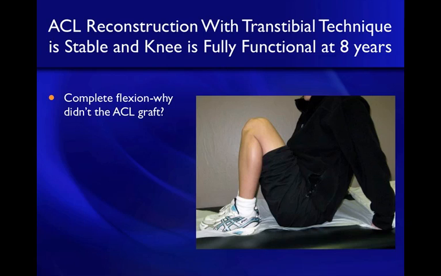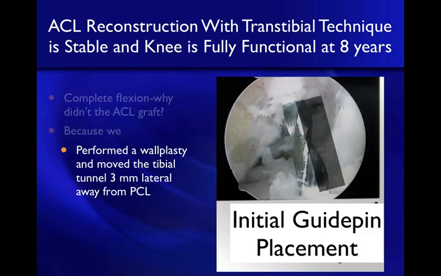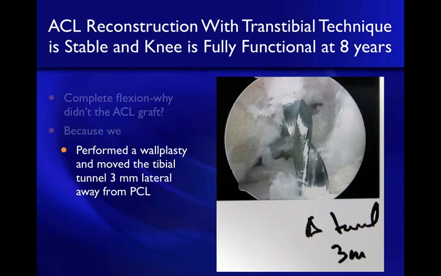This patient had full flexion, which generally with a vertical tunnel, you would expect with full flexion that the ACL graft would have had to stretch on the PCL to obtain the flexion back, and this would have caused stretching of the graft, some laxity, and a pivot shift. But because we performed a wallplasty, and the initial guide pin placement was where this black rectangle is, because I have a note in my chart that I moved the tunnel 3 millimeters lateral away from the PCL.